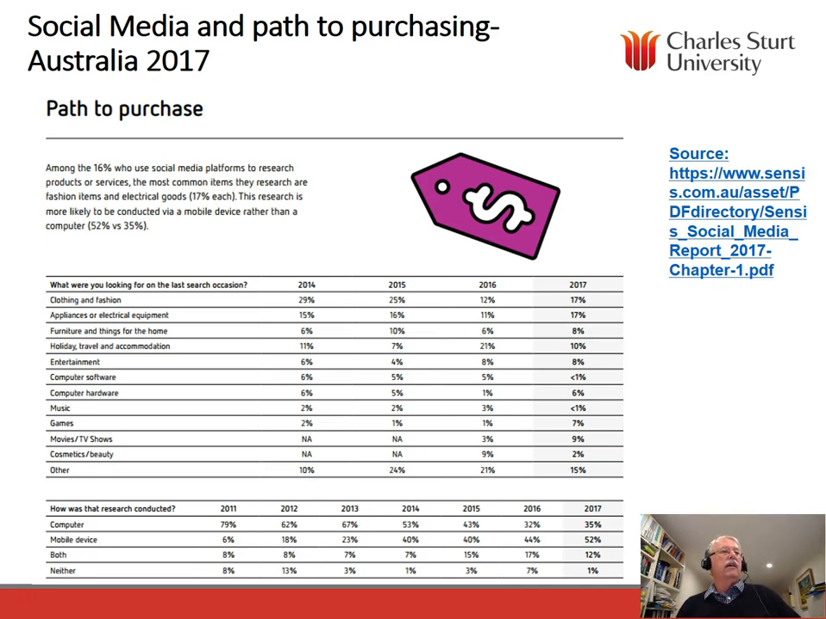services such as Netflix. The majority of people are conducting their research on a mobile device, and you can see that this has increased from 6% in 2011 to 52% in 2017. This has been associated with a corresponding decline in search used on computers from 79% in 2011 to 35%.